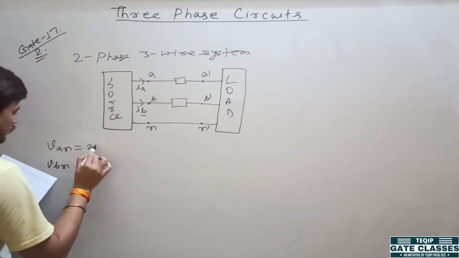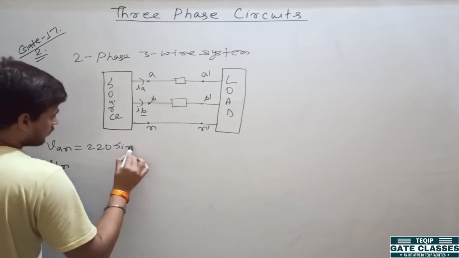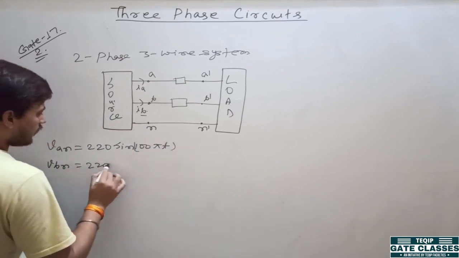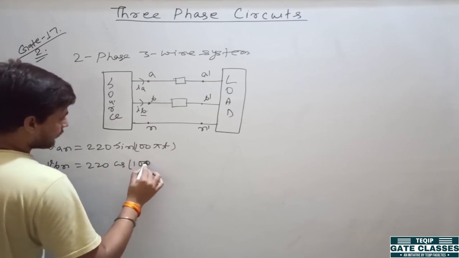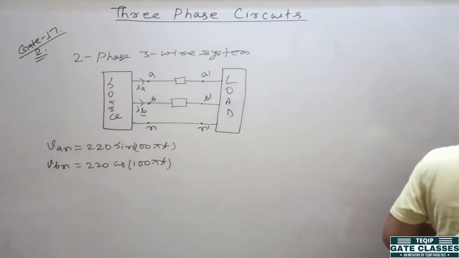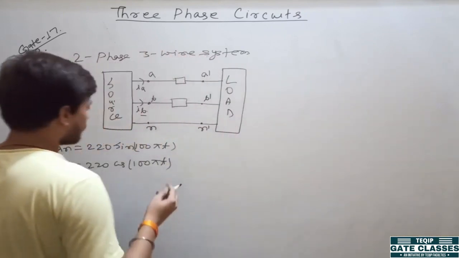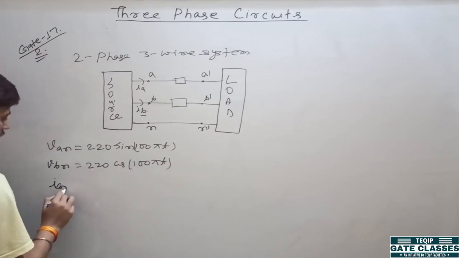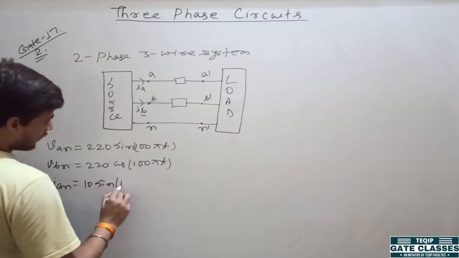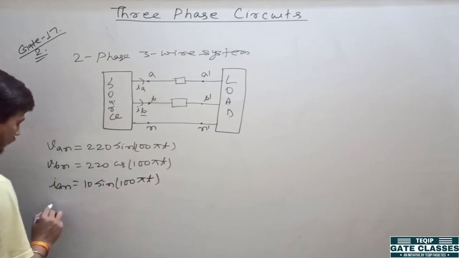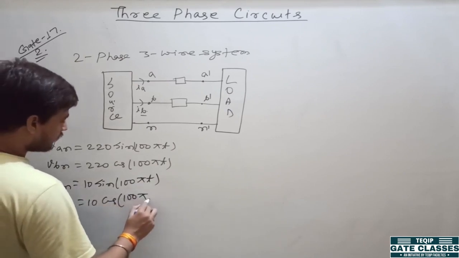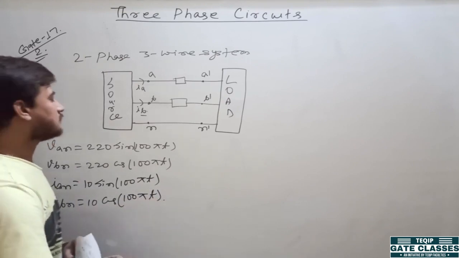VAN is equal to 220 sine 100 pi t. VBN is equal to 220 cos 100 pi t. Similarly, they have given IAN equal to 10 sine 100 pi t, and IBN is equal to 10 cos 100 pi t. Clear? So now what happens?